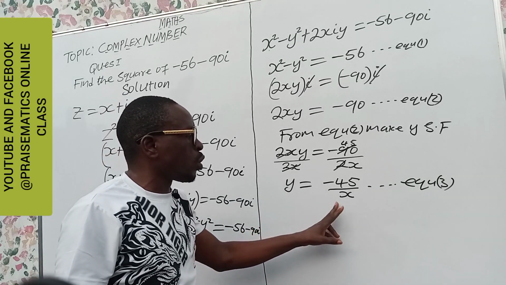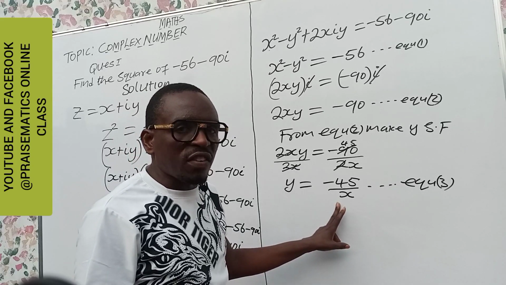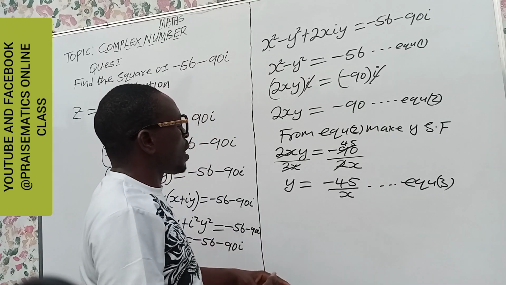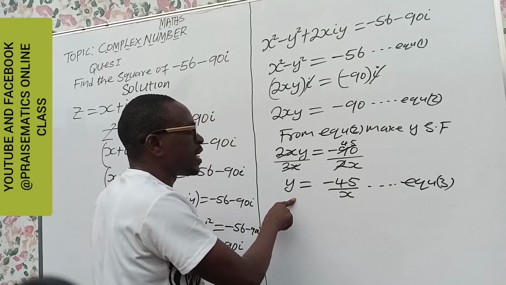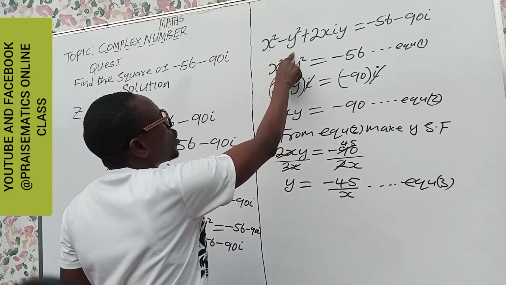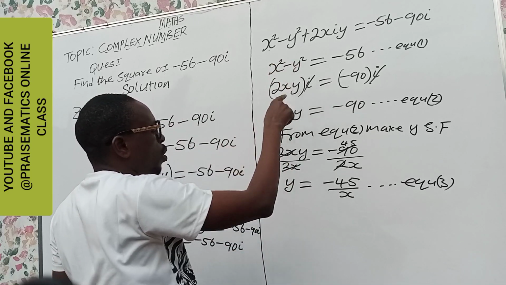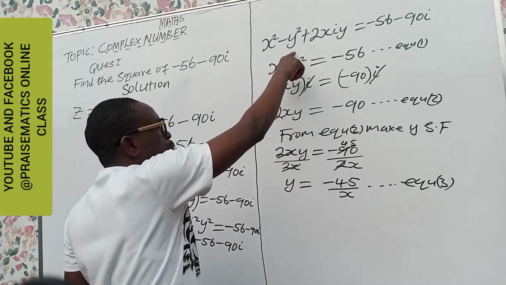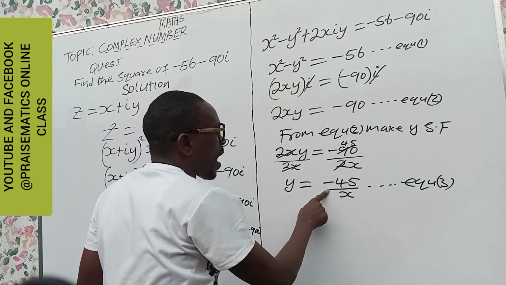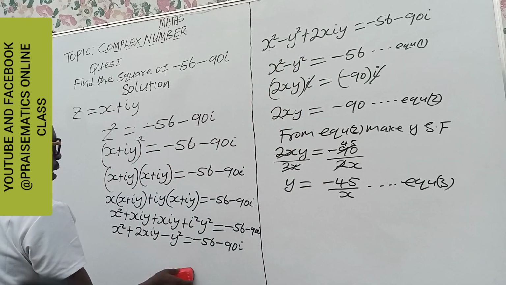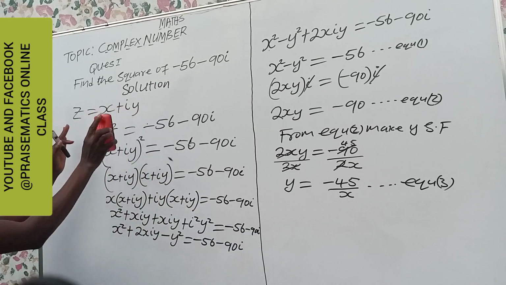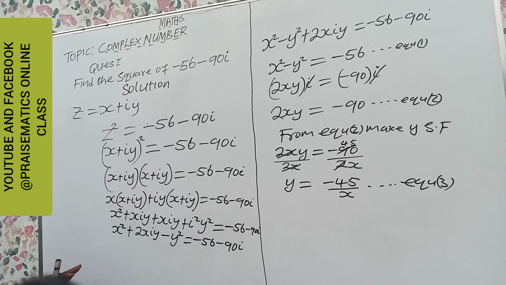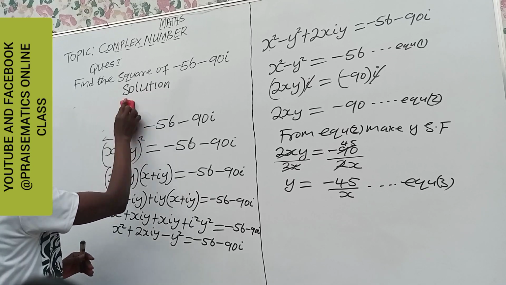That y is equal to minus 45 all over x. Now we are going to substitute this equation 3 into equation 1. Anywhere we see y, we substitute it with minus 45 over x. So let's go. I hope you are done here. Are you through here? Okay. Now let's go.